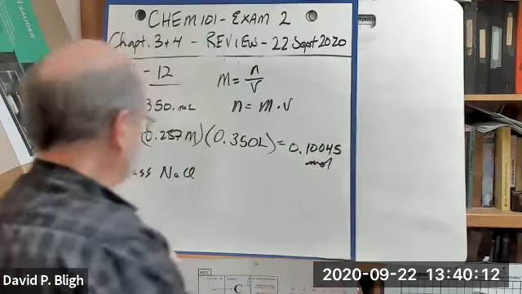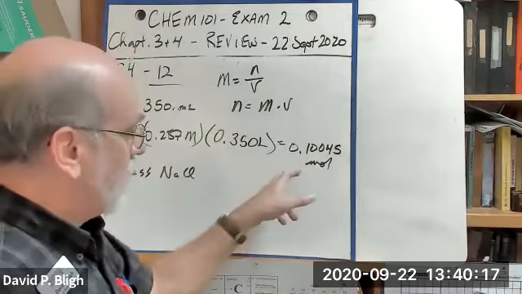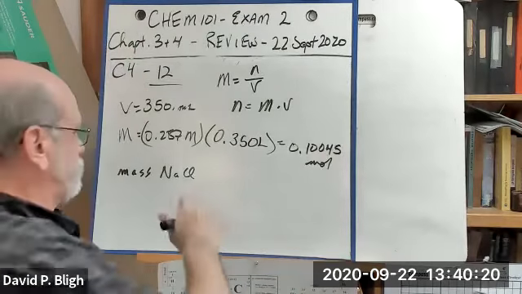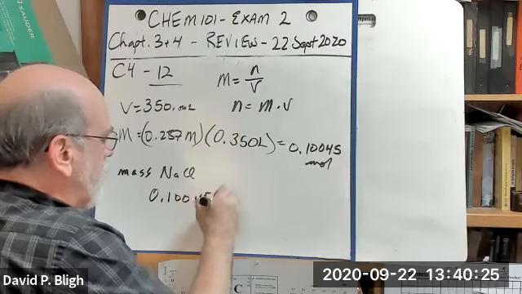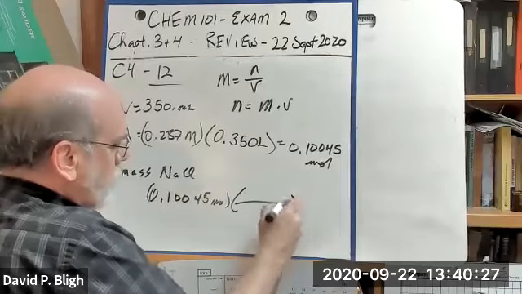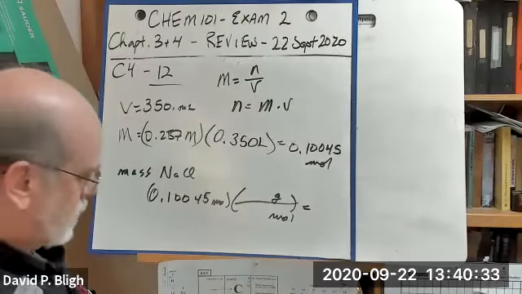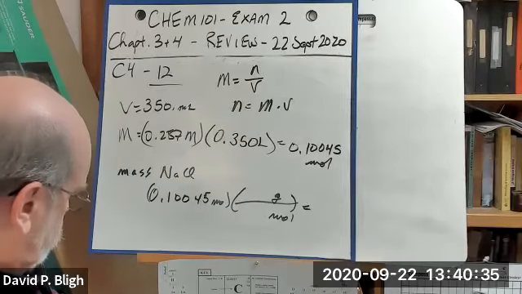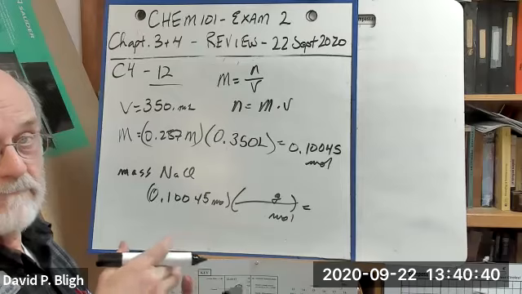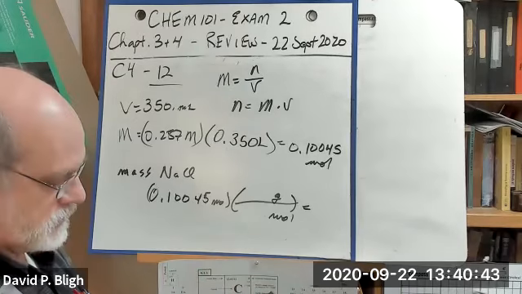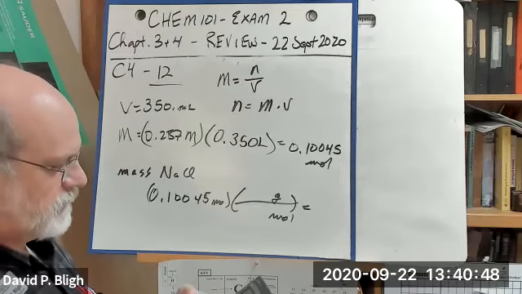moles. Okay? So now it's simple, right? If you need mass and you've got moles, you need molar mass for the conversion. So 0.10045 moles converted to mass, we need a molar mass for sodium chloride, which is, sodium is 23 and chloride is 35.45. If you don't believe me, look it up. It's right there on the chart. 58.45.